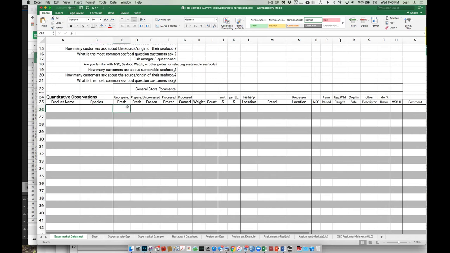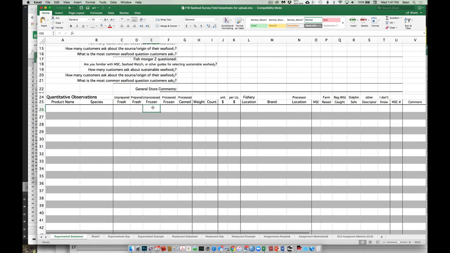In this case, these are tick boxes. So was it unprepared fresh? Is that just sitting in the meat counter, right? Which would just be like a naked salmon fillet. Is it a prepared fresh? So is it something like ceviche sitting in there? Again, by preparing it, there's extra costs that go in there, right? So that's what that definition is. Same thing. Is it unprocessed frozen? Is it just frozen fillets sitting in there?